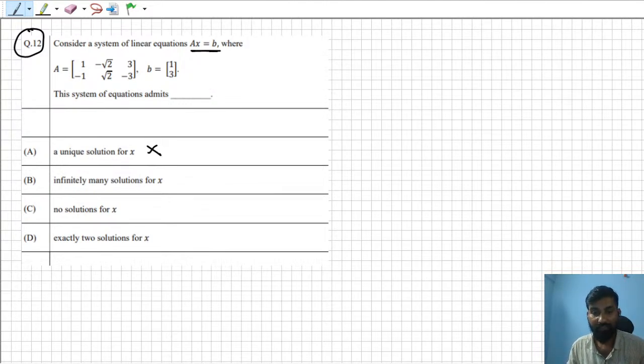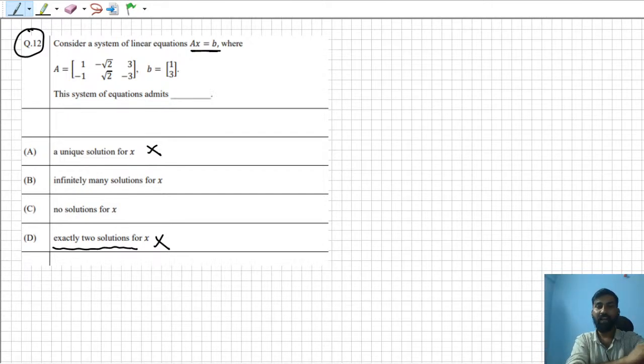Understood? And this cannot be the correct option, because here they are saying exactly 2 solutions. It is just like a unique solution only, right? One more solution is there. But while solving a system of linear equations, we can always have infinitely many solutions or a unique solution. When 2 lines are meeting at a point, unique solution, right? So these 2 options you have directly eliminated.